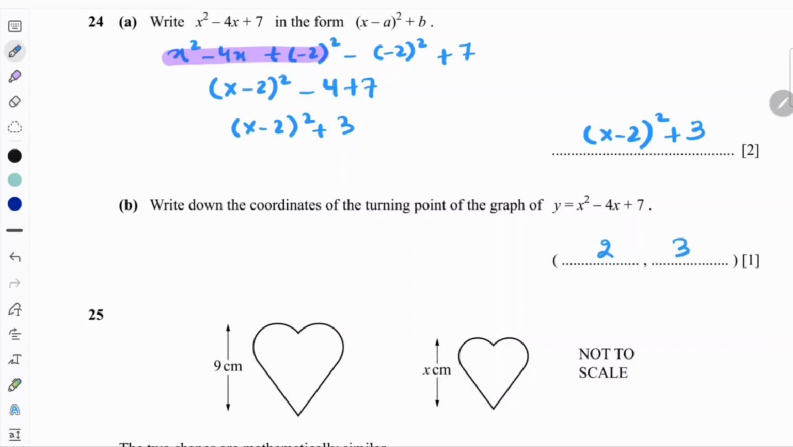As we know, if the equation is x minus h whole square plus k, then (h, k) is the turning point, maximum point, minimum point, stationary point, whatever. So in case we have x minus 2 whole square plus 3, h is 2 and k is 3 in this question.